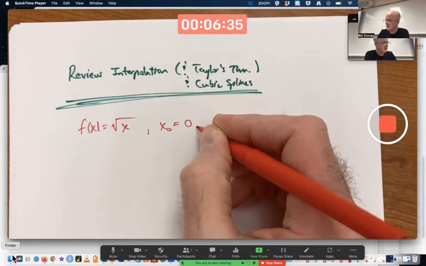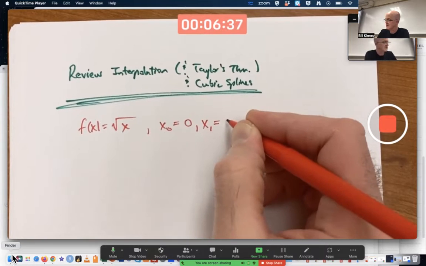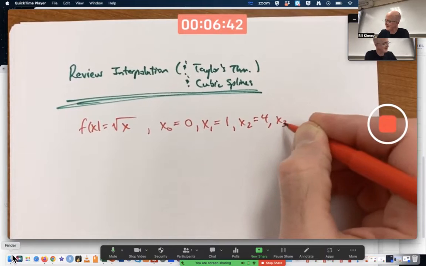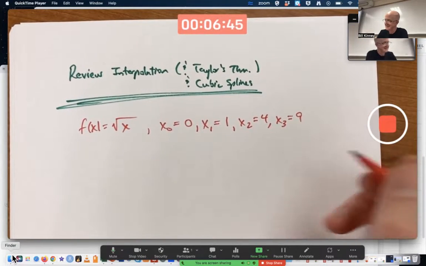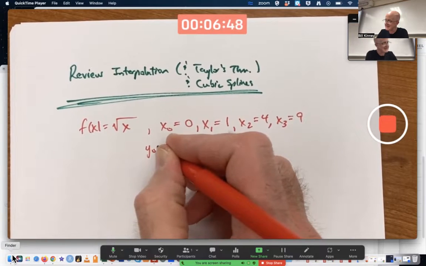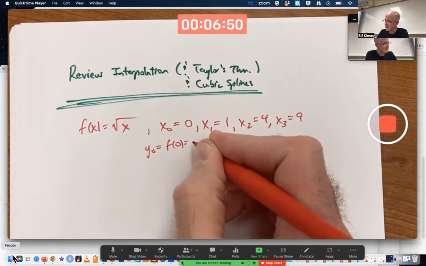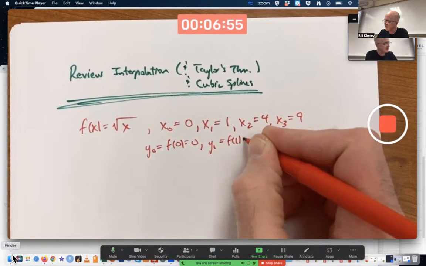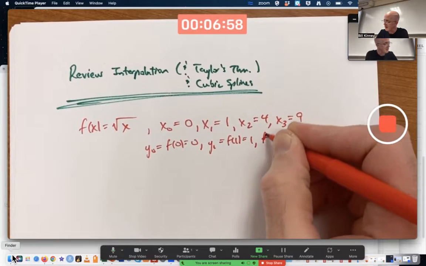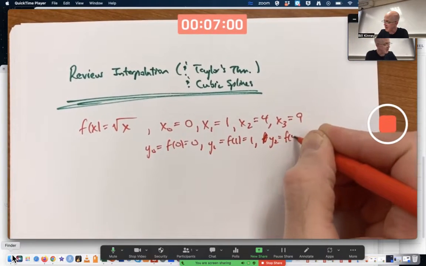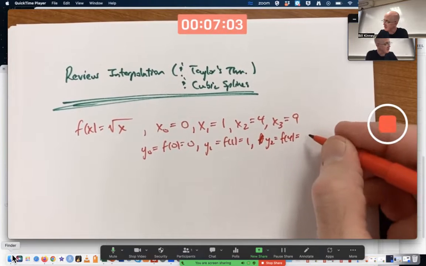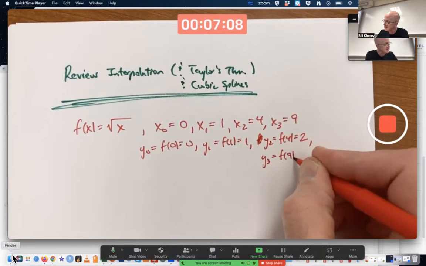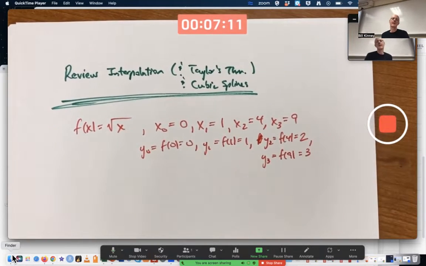X0 equals 0. X1 equals 1. X2 equals 4 and X3 equals 9. We're going to make the numbers nice here. So Y0 is f of X0 is square root of 0 is 0. Y1 is f of 1 is square root of 1 is 1. Y2 is f of 4 is square root of 4 is 2. And finally, Y3 is f of 9. Square root of 9 is 3.